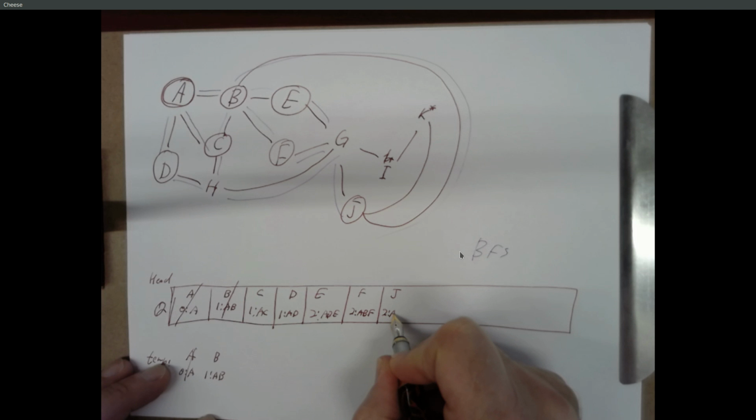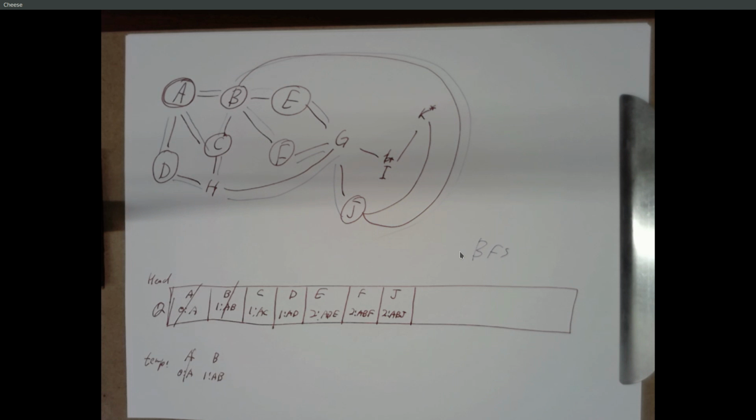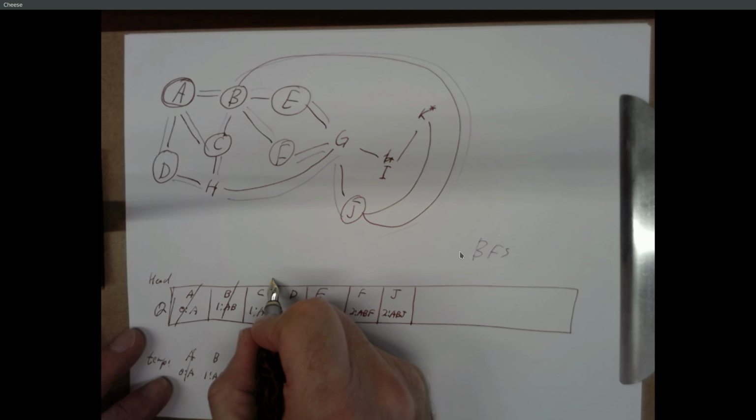Any other children? C is already visited, so we don't have to. Right, so no other children, so remove the head of the queue. So at this point, any node that we visited, we know the shortest distance to that node, and we know the path to it. Okay, so remove the head of the queue.